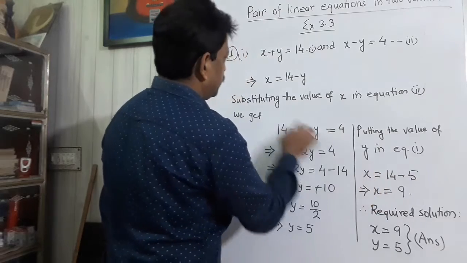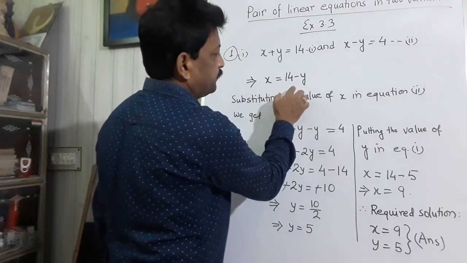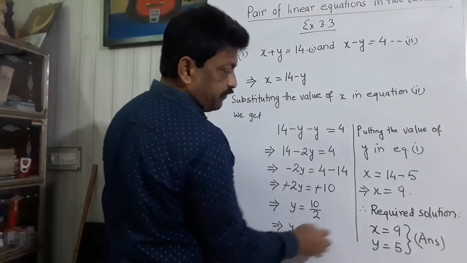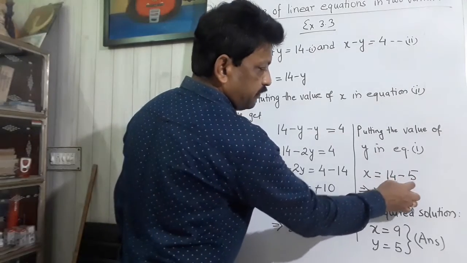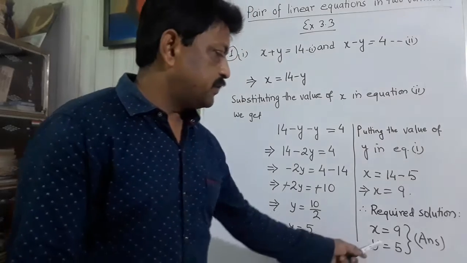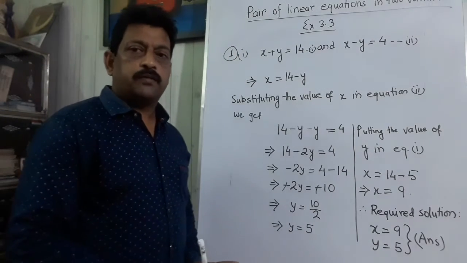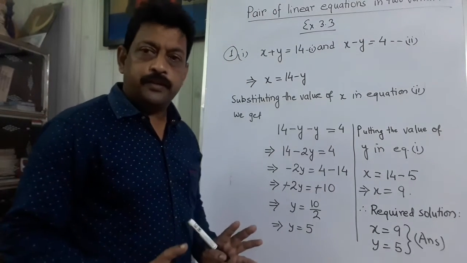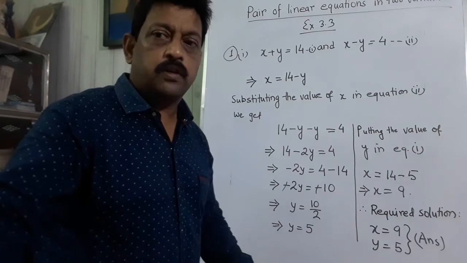So here x equals 14 minus y. In place of y I have written 5. 14 minus 5, that is 9. Therefore the required solution is x equals 9 and y equals 5. Hope you have understood. Okay. Let me solve one more problem.